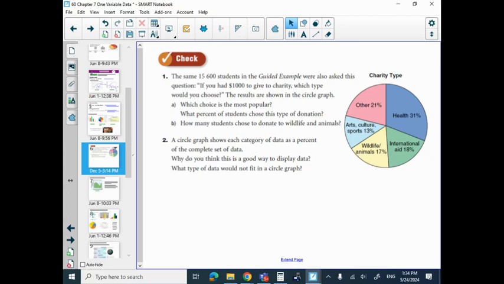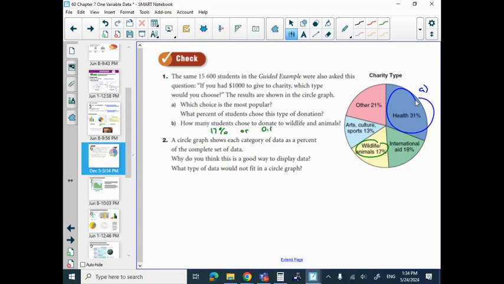Okay, so which choice is the most popular? I think it's pretty easy to look at this graph and see this is the biggest piece, so that's the most popular. And then it asks how many students chose to donate to wildlife and animals. Obviously here you can see that it's 17%. So you could say 17% donated, or you could actually do 17% of the total.